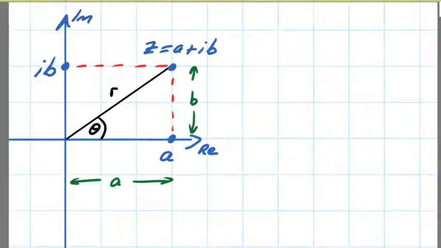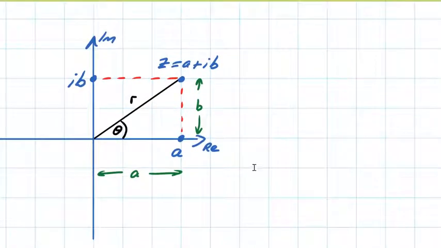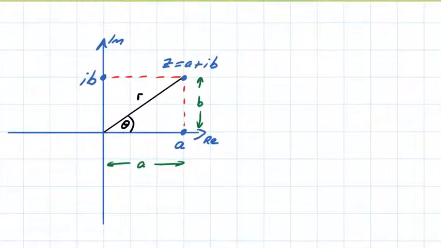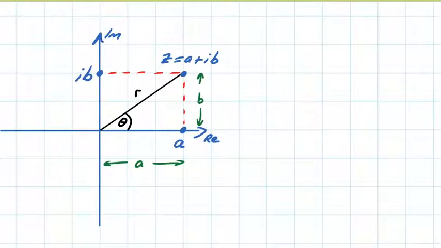So once more, we're trying to connect the old world of a and b, which is the Cartesian form, to the new world of r and theta, which is the polar form of the complex number. And we connect the two things together using trigonometry. We can now see that we're dealing with a right angle triangle here. And the first thing we can do is use Pythagoras' theorem.